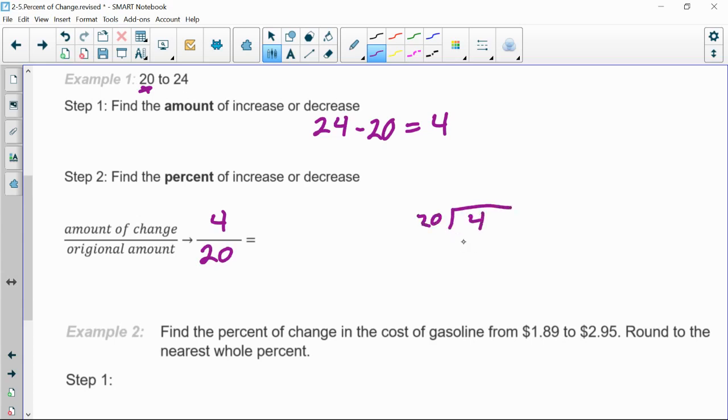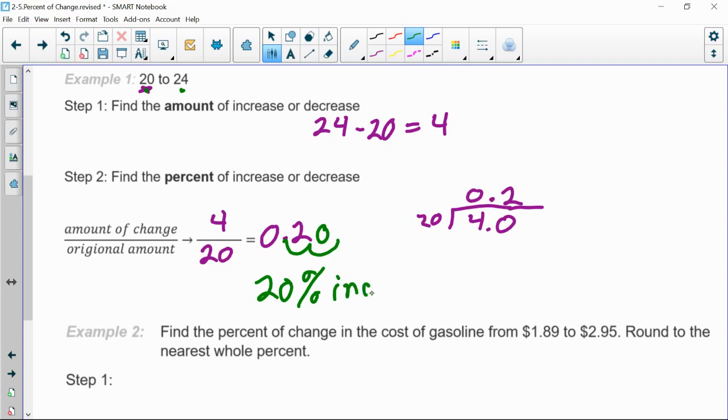Remember, the top number always goes into the thing. 20 can't go into 4, so we add a decimal and a 0, but 20 can go into 40 twice. Now that is a decimal. Remember, this is where those conversions come into play. How do we change a decimal into a percent? We take 2 hops or multiply by 100. So that means we have 20%. Is this an increase or decrease? Did our numbers go up or down? Well, 20 to 24 is an increase.